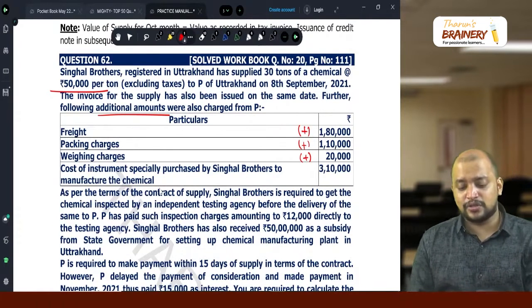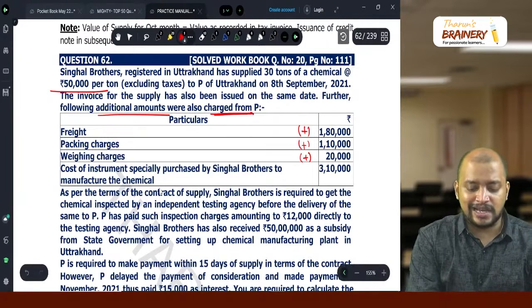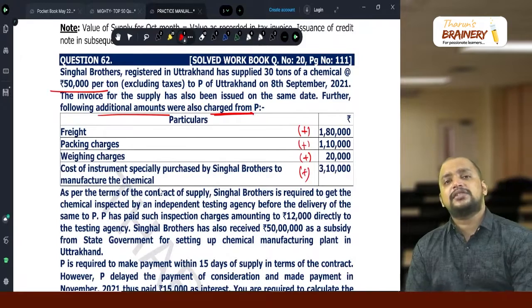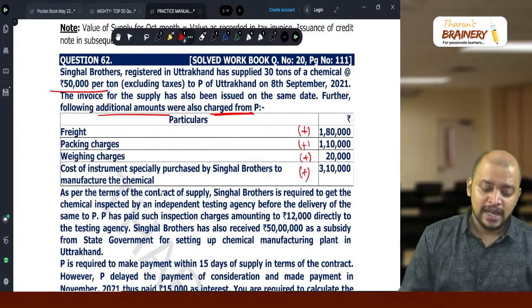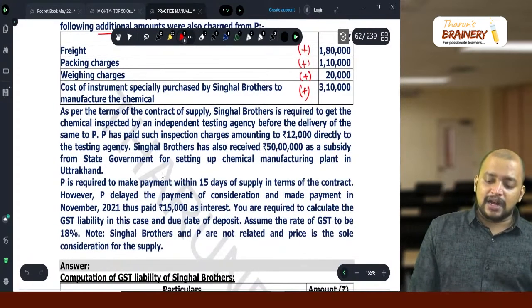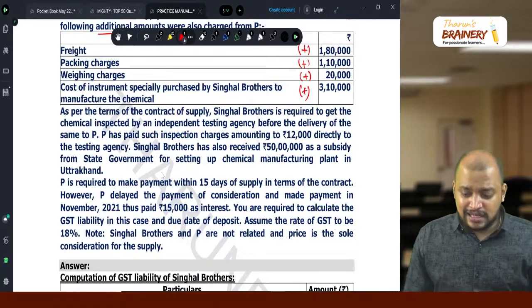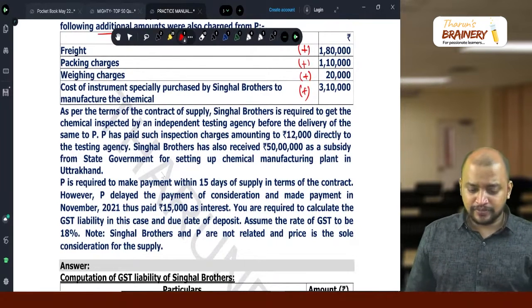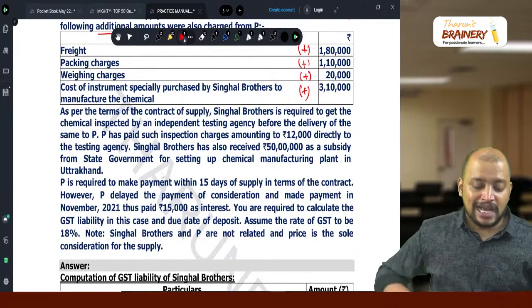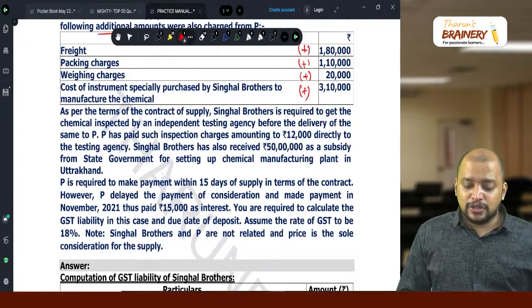Is it charged to the recipient? If it is charged to the recipient, yes, it should be included. What if it is not charged to the recipient? Then we don't need to include it. As per the terms of the contract of supply, Single Brothers is required to get the chemical inspected by an independent testing agency before delivery to P. P has paid such inspection charges amounting to 12,000 directly to the testing agency. As per the contract, that needs to be tested.